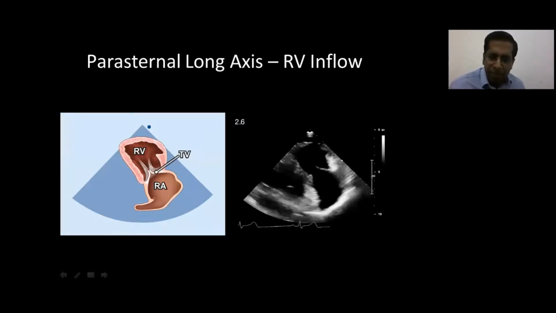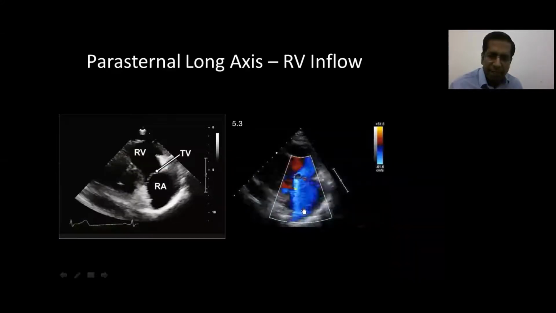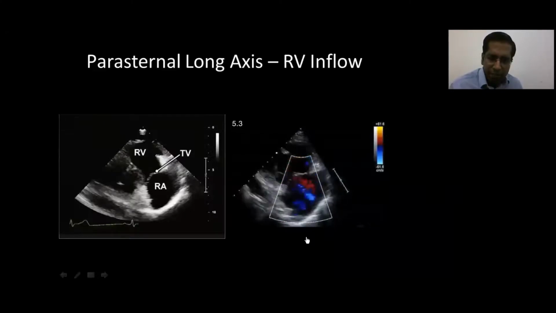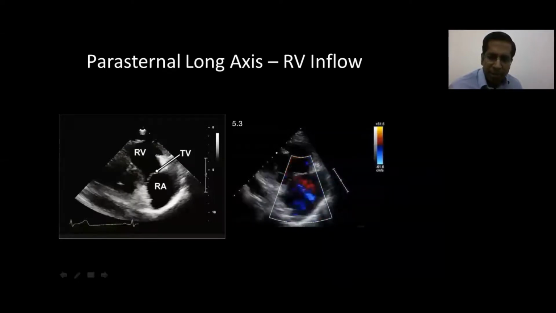Now you can use color here. As I have already mentioned, we look at the TR, and the gradients can be taken here for measurement of PA systolic pressure. So again, to look at the tricuspid valve, the coronary sinus, and the tricuspid regurgitation, use multiple views. Again, the basic thing in echo: don't come to a conclusion based on only one view. Use multiple views to come to a diagnosis of a given condition.